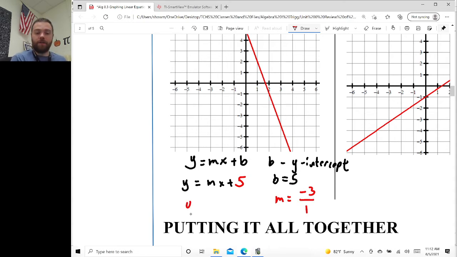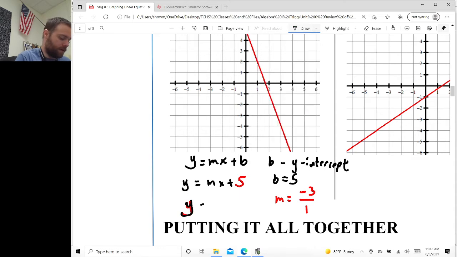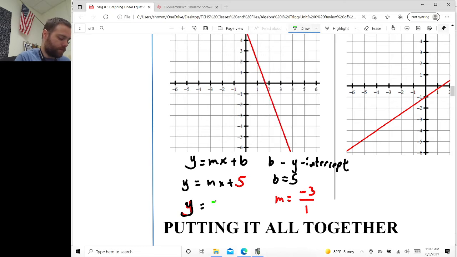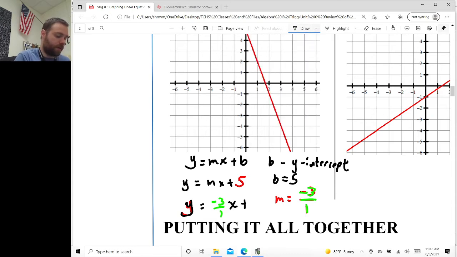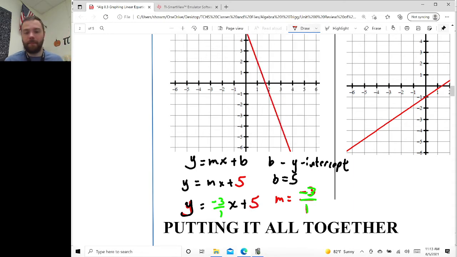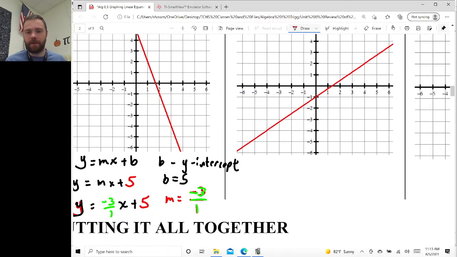So the slope of this line, right? The equation of this line, let me make sure I write this correct. Y equals negative 3 over 1, that's slope, x plus a y-intercept of 5. Okay? Let's do one more. So this is a positive slope.